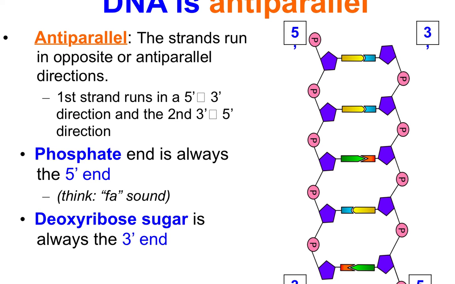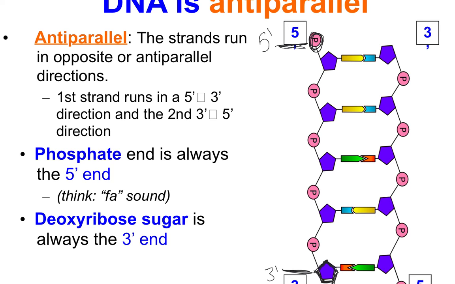DNA is also anti-parallel. That means the strands are running in opposite directions of each other, or they're like turned upside down. One strand is running what we call 5' to 3', and the other strand is running in the 3' to 5' direction. Phosphate is always at the end of the 5', and then deoxyribose, the sugar, is always at the end of the 3'. So 3' is related to the sugar, and 5' is related to a phosphate.